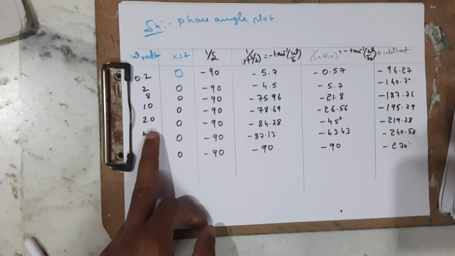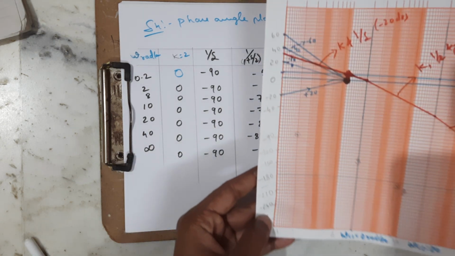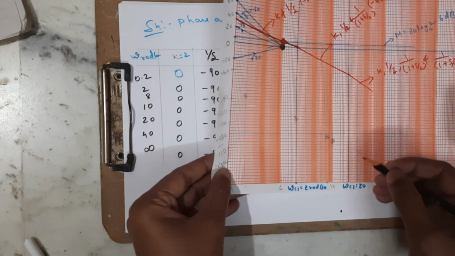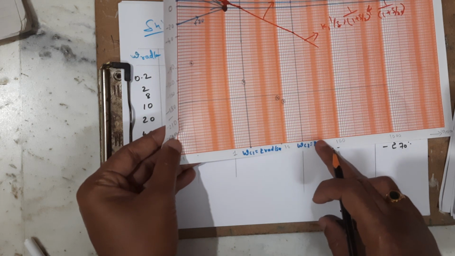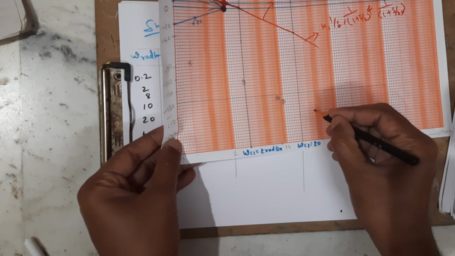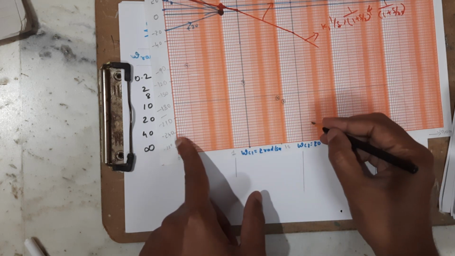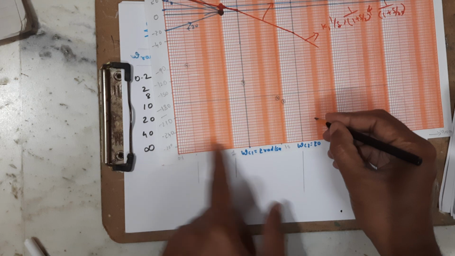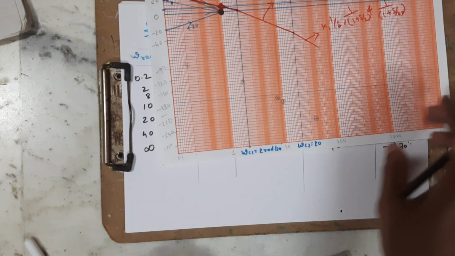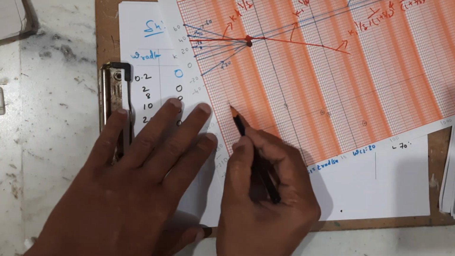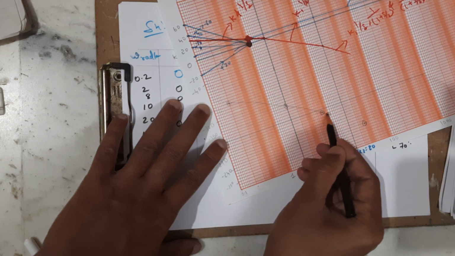When it is 20 or 40, it is minus 240. When it is 40, we are going to mark minus 240. So this is how we are going to mark the phase angle plot. And then I am going to connect the points with a smooth curve.